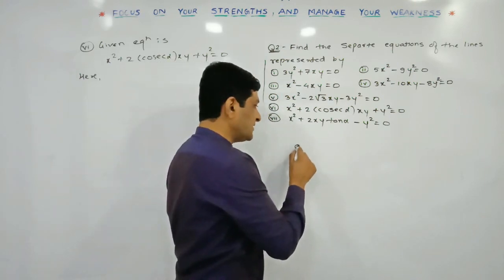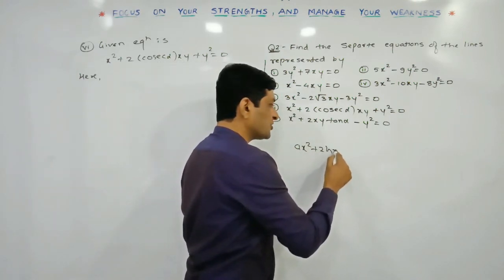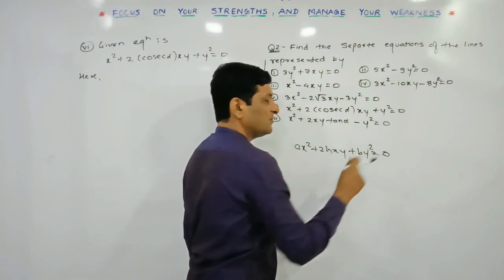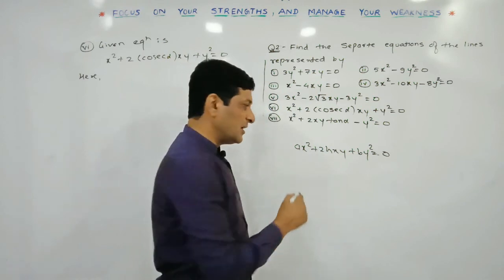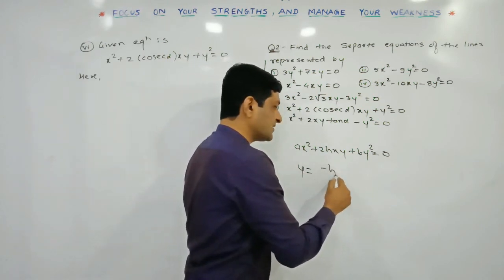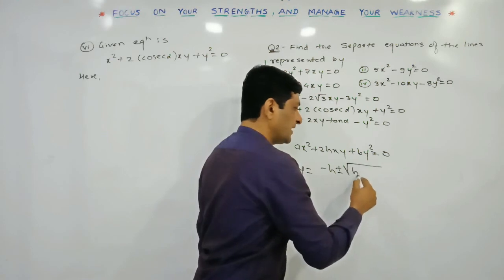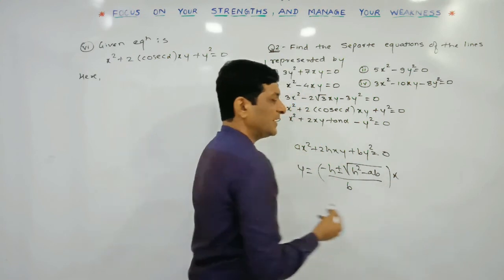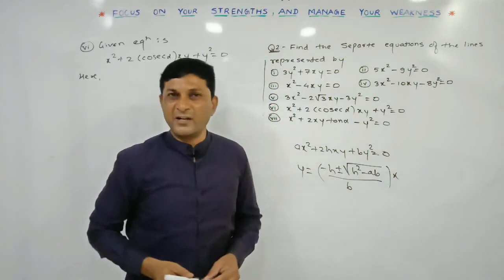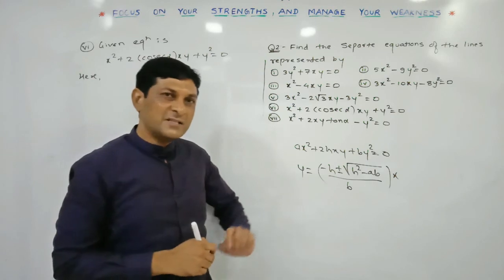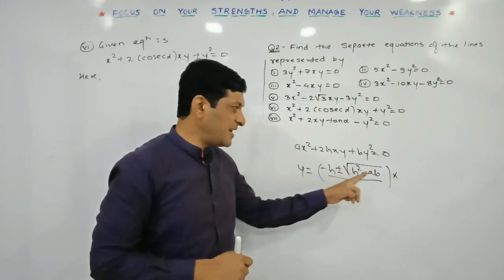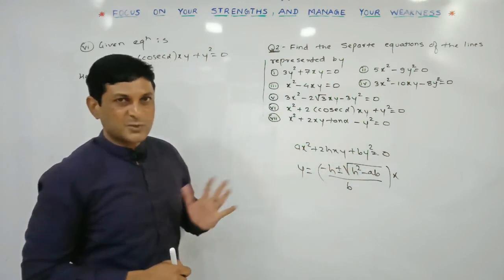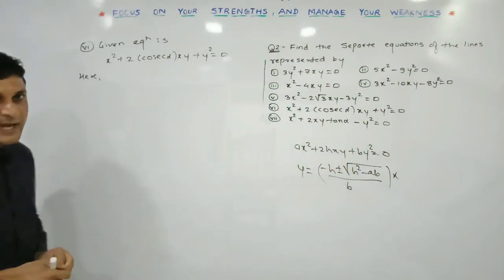If the equation is in this form, ax square plus 2hxy plus by square is equal to 0, at that time we have seen a formula to find out the separate equations. What is that formula? y is equal to minus h plus or minus under root h square minus ab upon b into x. Applying this formula, we are able to find out the separate equations of lines. To apply this formula, we will require three values. Which three values? a, b and h. These values we are able to find out from the given equation. So let us try to find out the values of a, b and h here.